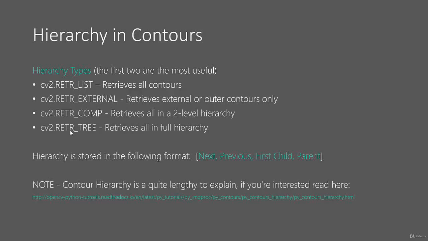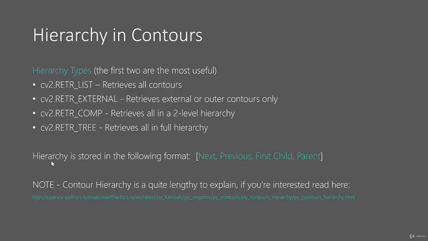Retrieve tree is actually also very useful. I said the first 2 are the most useful, however, tree is actually very useful. Tree returns the full hierarchy information. Now, hierarchy information is a bit confusing, and I'm not going to discuss it in length here unless you guys wish for me to do it. I think in most cases you don't necessarily need to understand them too much, but if you want, you can click this link here and get a very detailed tutorial on hierarchy modes.